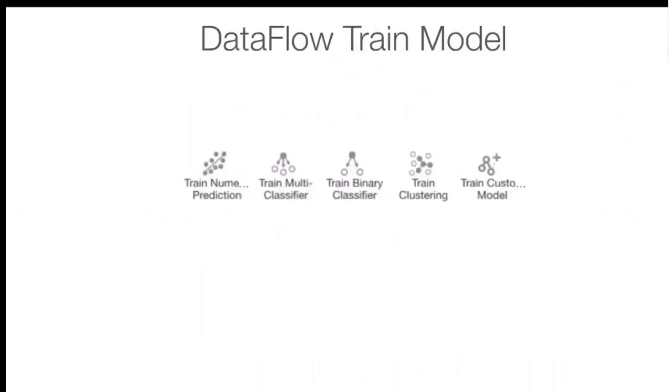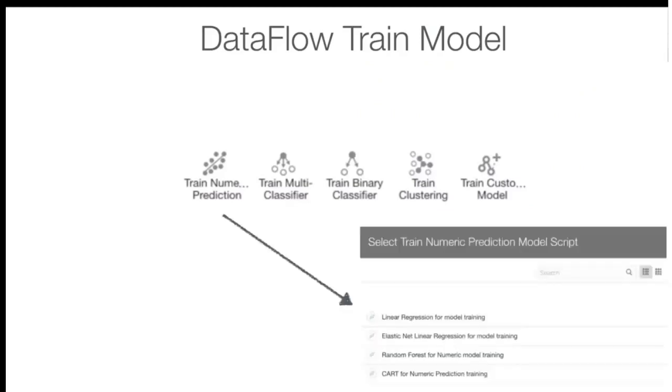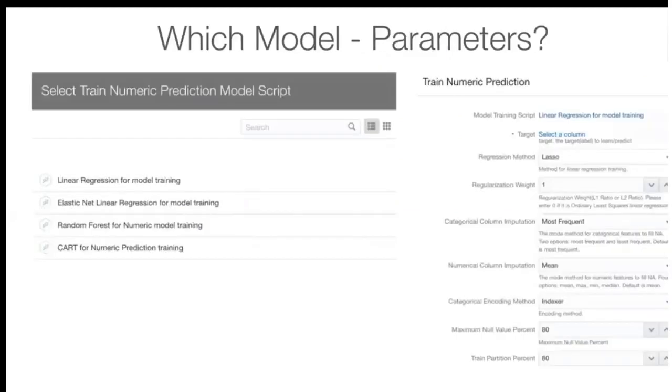I have the option to create custom machine learning models with a set of features that I define in DataFlows. In DataFlows, you can find a train model section where you can train a numeric prediction, multi-classifier, binary classifier, or clustering. Every time you select which problem you're trying to solve, it will ask you which type of algorithm you want to use for model training. And then every time you select one algorithm, it will ask you which parameters you want to use to fit the model.